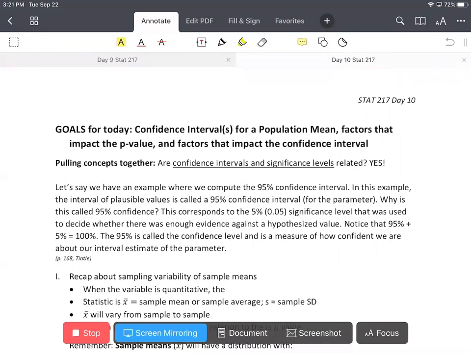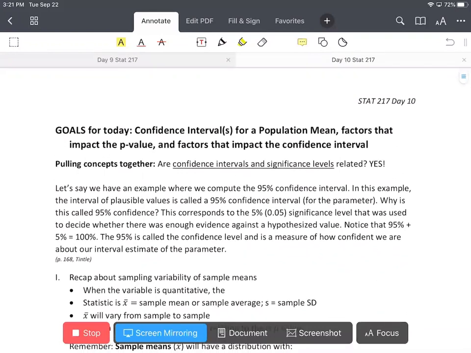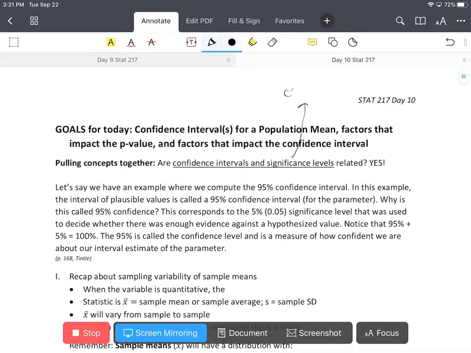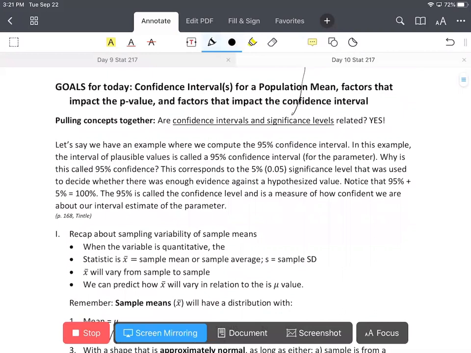Yes. Remember, significance levels are those where we test the p-value and compare p-values to various values to see how strong the evidence is. That's what we're talking about here. So let's say we have an example where we compute the 95% confidence interval. In this example, the interval of plausible values is called the 95% confidence interval for the parameter. So we're 95% confident that the true value, the population value, will be within this interval.